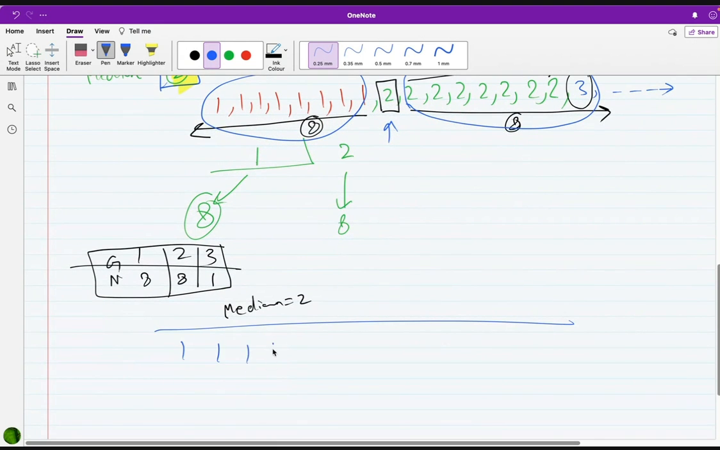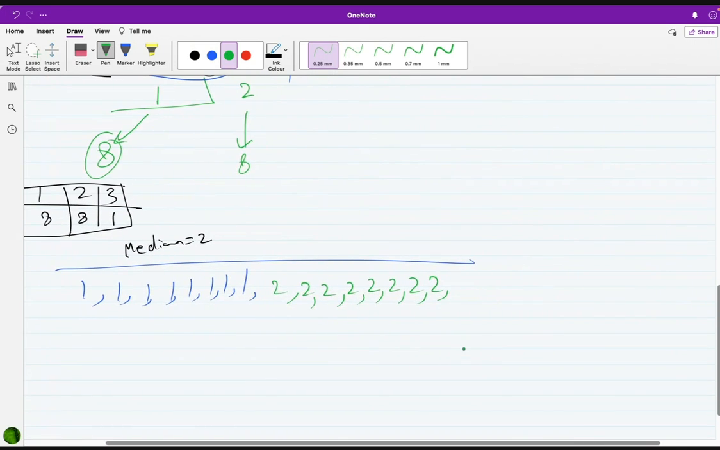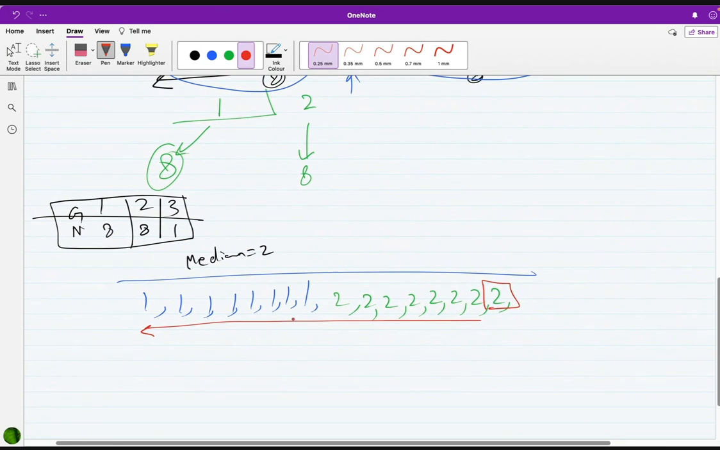I'm quickly writing all this rough stuff again. 1, 2, 3, 4, 5, 6, 7, 8. 8 ones and 2. 1, 2, 3, 4, 5, 6, 7, 8. Because this is the fixed data, we cannot change it. And now if I keep this 2 as median, how many numbers do I have on the left hand side? 15. You don't have to count them manually. You already know that. Very good, 15.